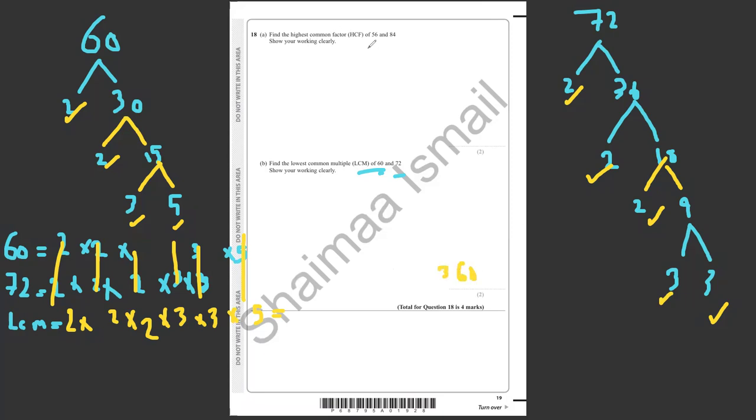And by the way, here it is 56 and 84, and not 18 and 84. So the final answer here, when we just collect the common, it will be 28. Okay, and we did it. Make sure that you solve all your questions. Let's see the next.